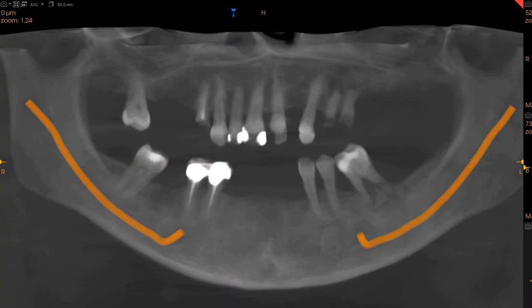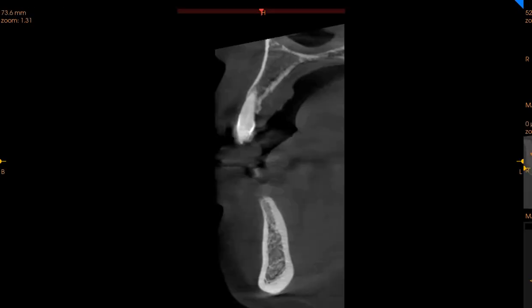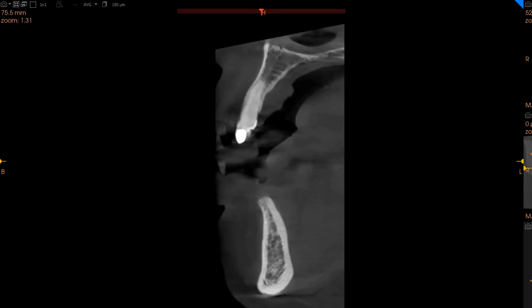Starting with the lower right canine region, as you can see, we've got an extremely thin ridge, with a ridge width of approximately 3.9 millimeters and a height of 14 millimeters. Now, this ridge will need bone augmentation prior to implant placement.